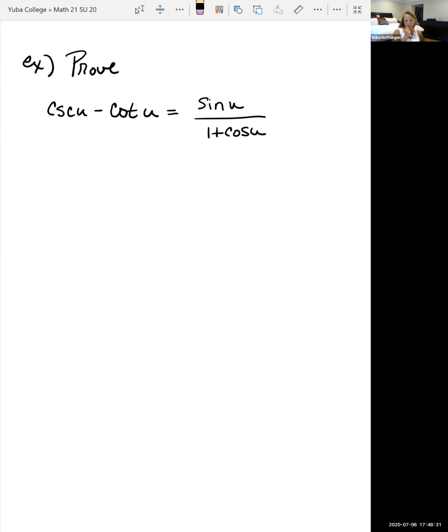So we can do that, or we can work on the left-hand side and we can rewrite this in terms of sines and cosines and try to get a fraction. So it really doesn't matter because one doesn't look more simple than the other. I'm going to go with working with the right. So let's work with the right-hand side.